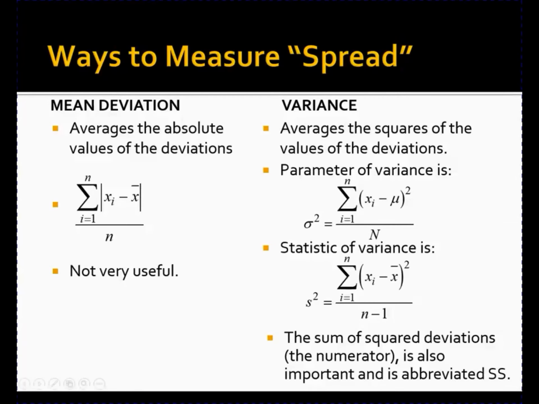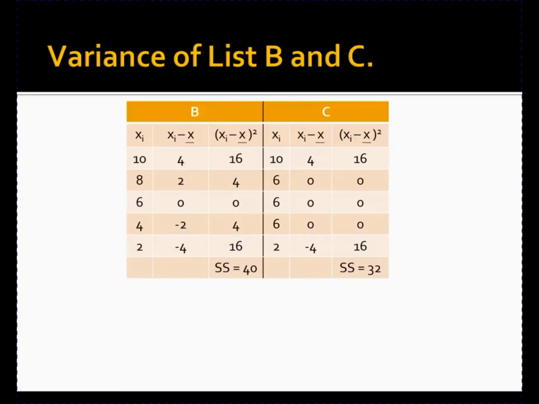If you take the sum of the squared deviations, it's also important, and we just say SS because that's the sum of squares. Capital S is what's in the numerator there. So the sum of squares is something that we'll be using. Oftentimes in lists we'll put a sum of squares column to help us out and to write that instead of having to write it every time.